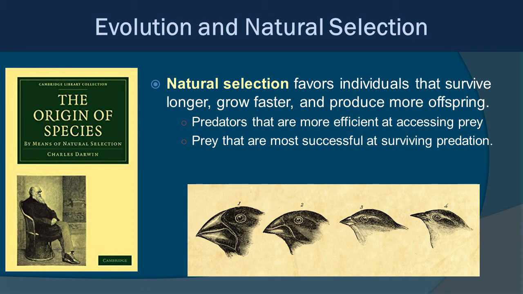And of course, this was all initially brought up by Charles Darwin in The Origin of Species, the big book he put out. He studied a lot of different forms of evidence, but one of the things he looked at were finches on the Galapagos Islands that had different beaks, and thus they accessed different types of resources and food.